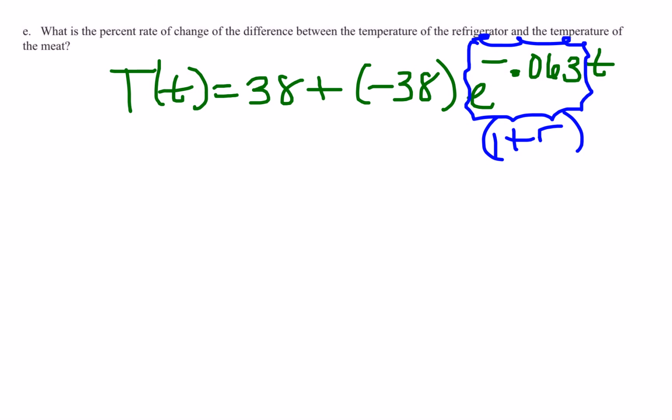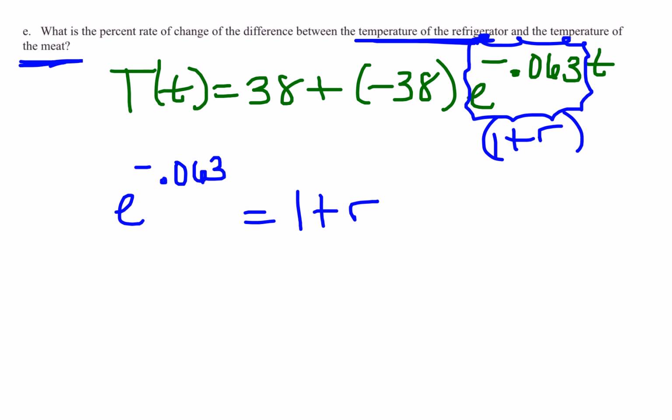And basically, you can find your rate if you set this equal to 1 plus r. And again, you're trying to find the rate of change of the difference between the refrigerator and the meat. Because remember, your object's temperature is going to change in respect to the ambient temperature. And all I'm going to do is do e to the negative 0.063. That's going to get me 0.9389.